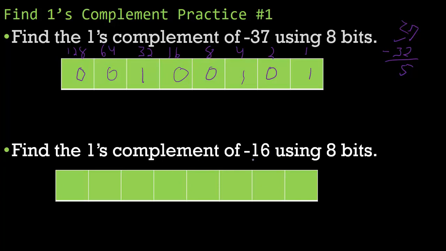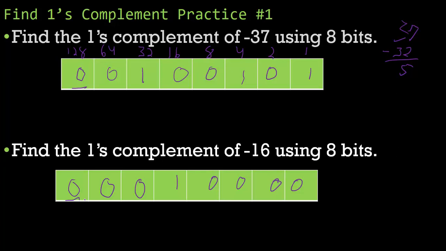Jumping down here, I need the complement of negative 16, which is 16. I don't need 128. I don't need 64. I don't need 32. And here's 16. The rest of these become 0. This is the ones complement of negative 16, simply the positive value. I know this is positive because it starts with a 0. Here's another 0 down here. I know that is a positive binary number.